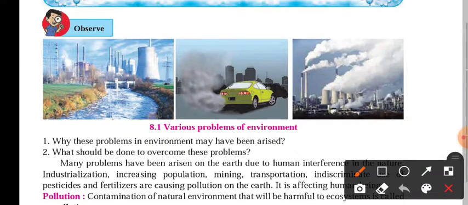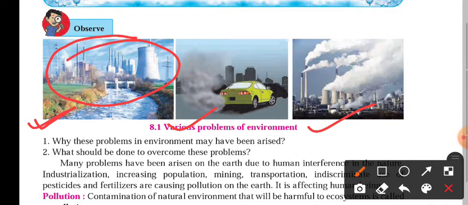In these three pictures, the first, second and third, you can see how different things are affecting the environment. In the first picture, you will observe that industries are releasing harmful liquids into the water, and then gases are released into the environment. The vehicles which we use are also emitting different kinds of gases, and they are very harmful to the environment. In the third picture, you will see the industries releasing a huge amount of smoke into the air, which causes air pollution. That is also one of the important factors.